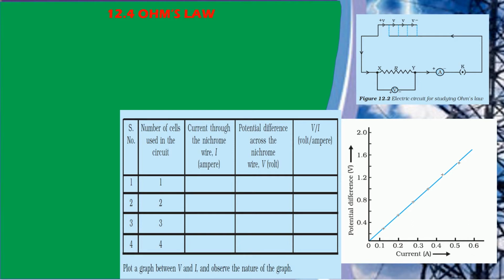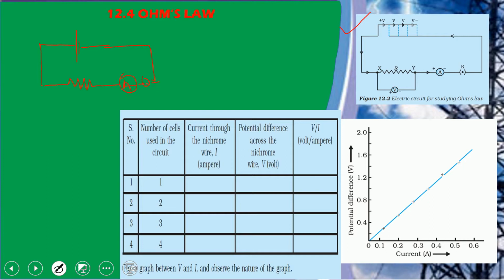Now here you can see one circuit diagram. In this circuit diagram there is a resistance, then there is a power supply. Then there is an ammeter connected in series and there is a key also there.